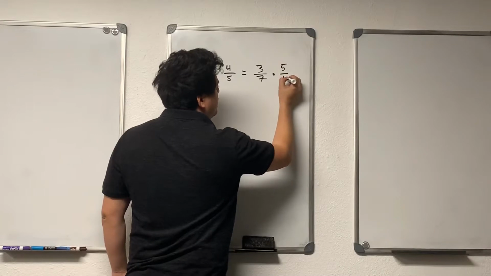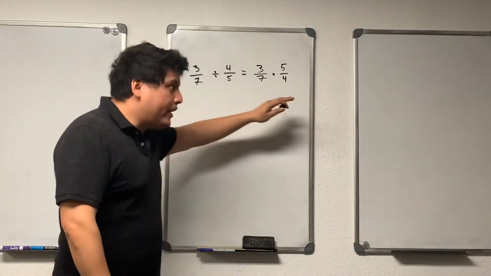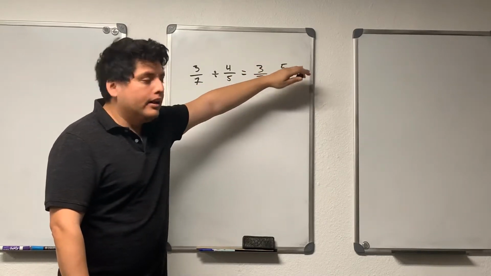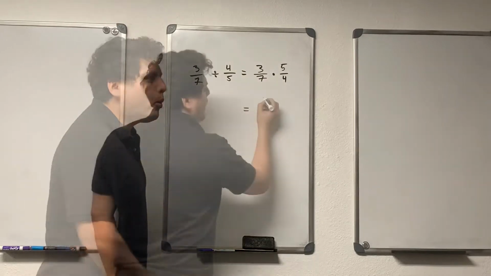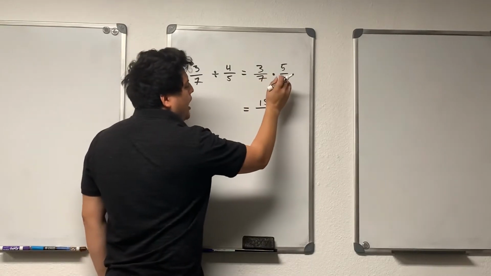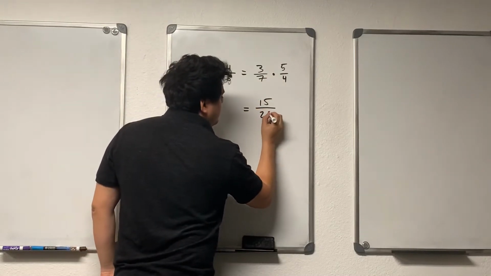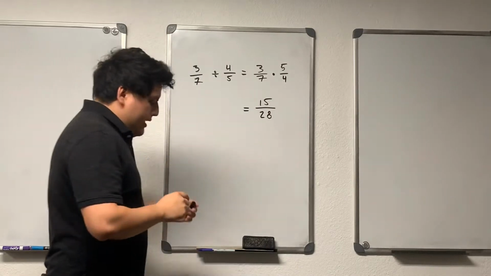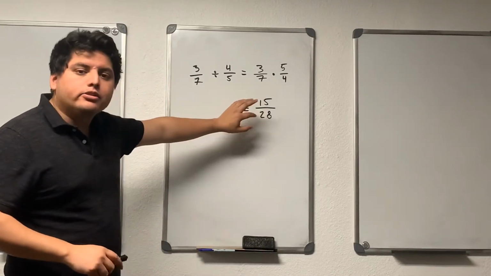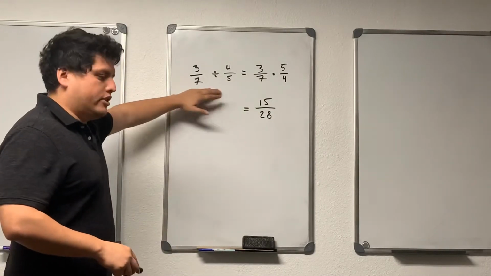So that's the same as saying 3 over 7 times 5 over 4. When we multiply fractions, we multiply straight across. Therefore, I'm going to multiply 3 times 5, which is 15, over 7 times 4, which is 28. Now, there are no common factors between these two numbers, so this is our solution. This is our answer to our division.